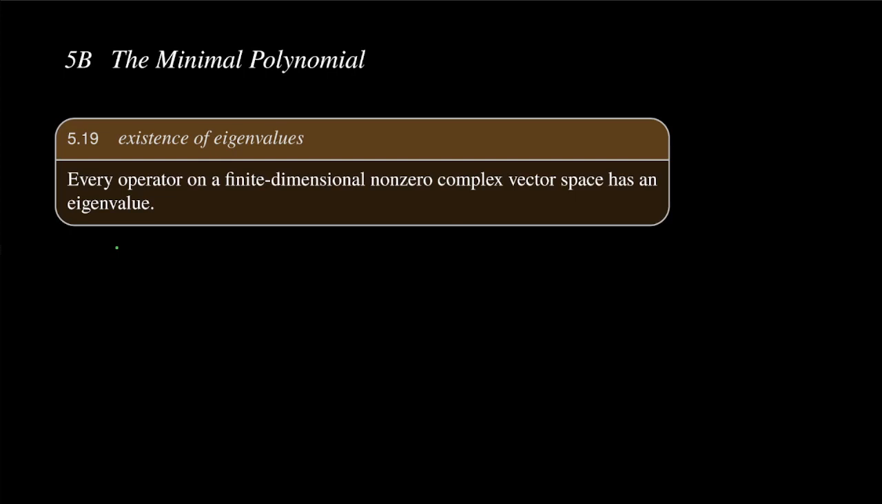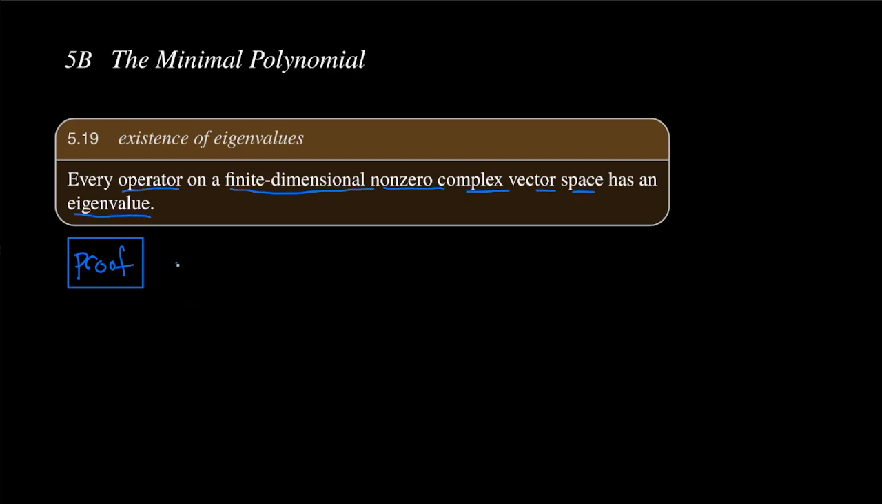So we found out that, for example, lists of eigenvectors corresponding to distinct eigenvalues are linearly independent. This was a good step in that direction. Now we have to ask ourselves the next question, which is, when do we even have eigenvalues? So here's the first one, and this one actually is, I think, a very fun and relatively simple proof. The first one says, hey, every operator on a finite dimensional non-zero complex vector space has an eigenvalue.